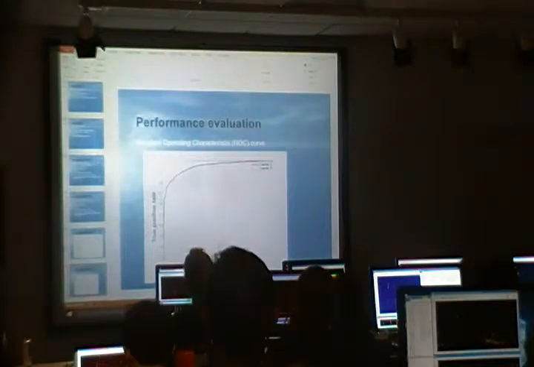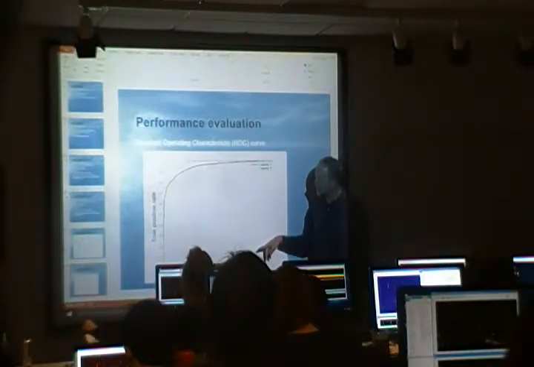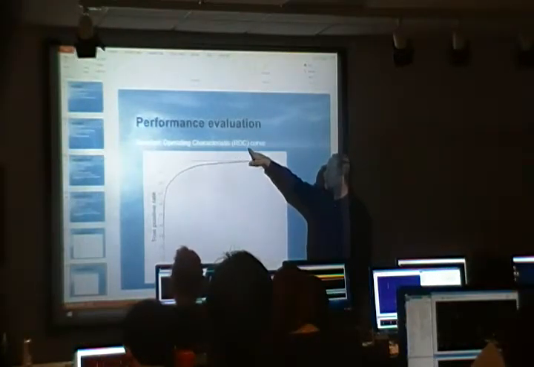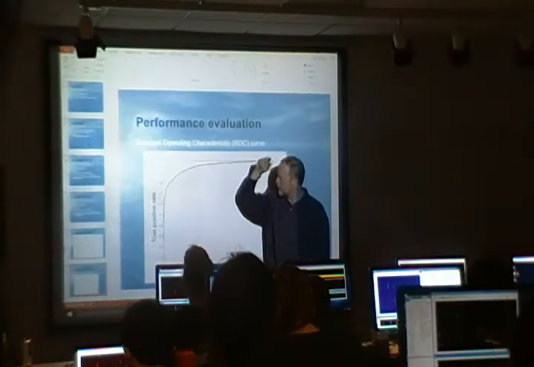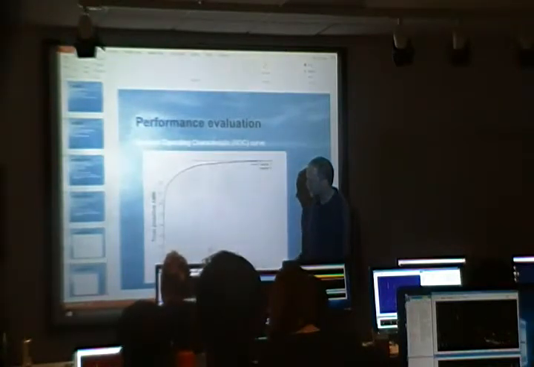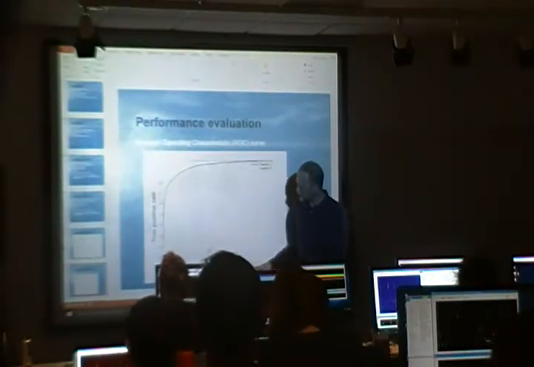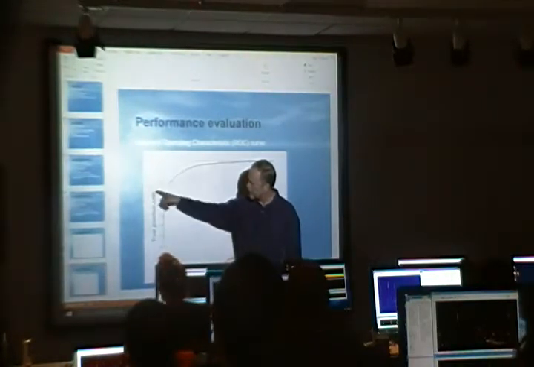So, one of the curves that's used for assessing detector performance is called a receiver operating characteristic curve. The name comes from radar, where these things were first developed. It plots the false positive rate on the x-axis. So we want fewer false positives, so good performance is down here.